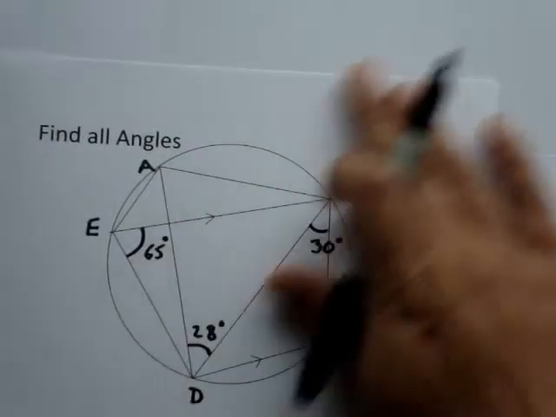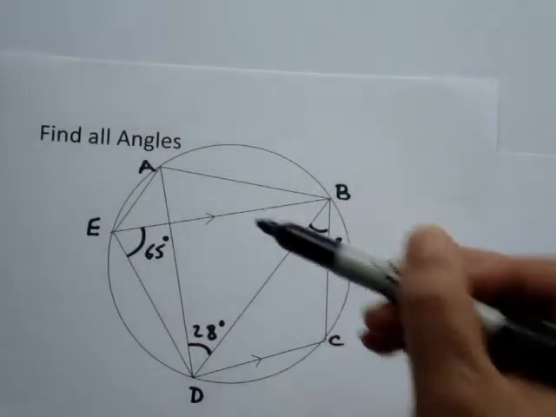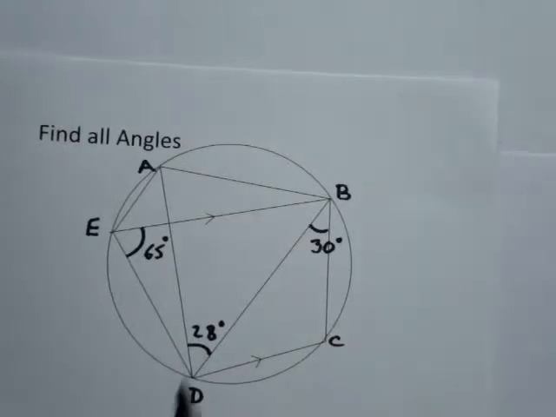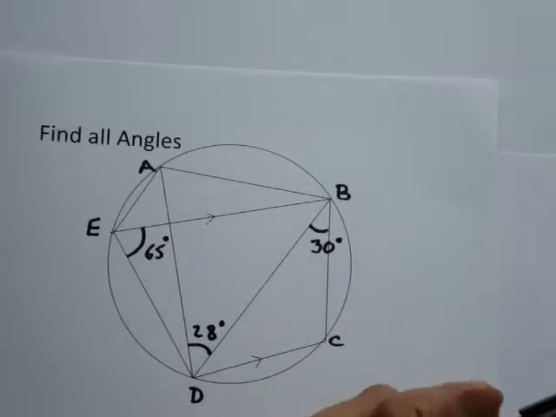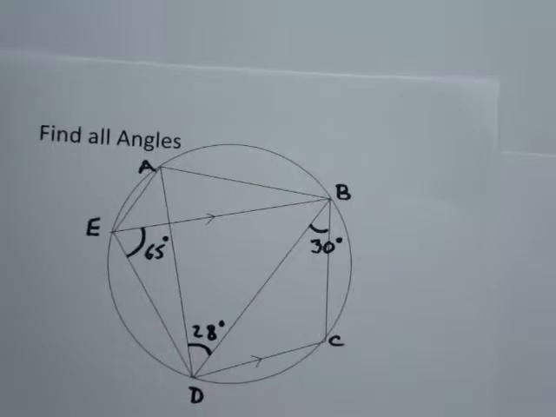As a quick exercise, let's find all the angles in this circle. Remember, this and this are parallel lines, so this chord and this chord are parallel. So we can find from our theory of parallel lines and transversals, angle EDC equals 115 degrees, which is 180 minus 65.